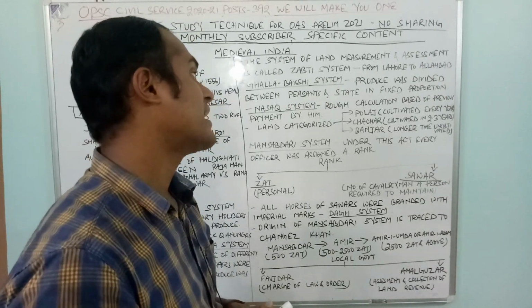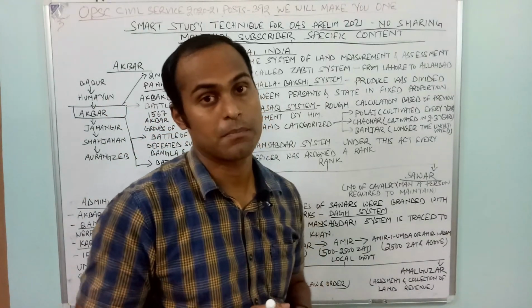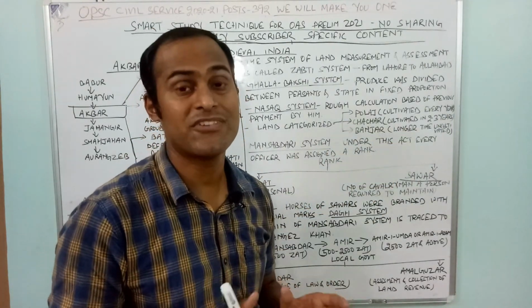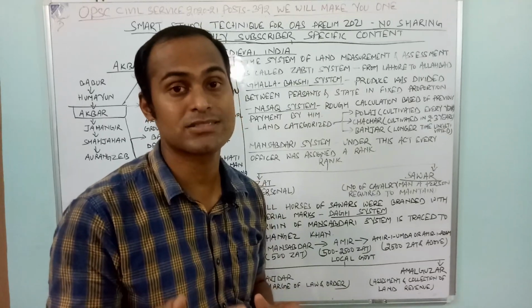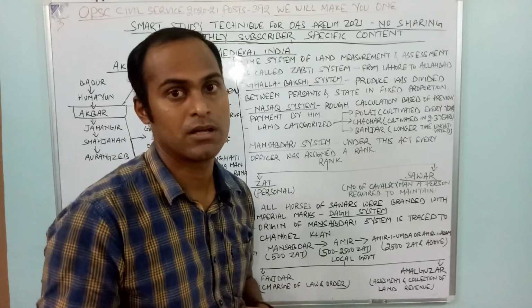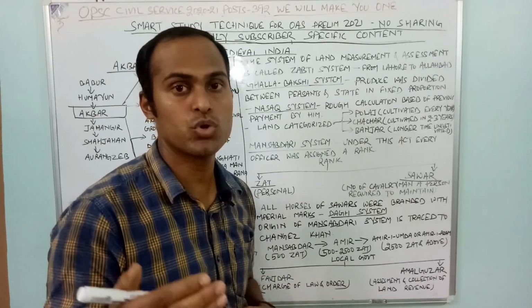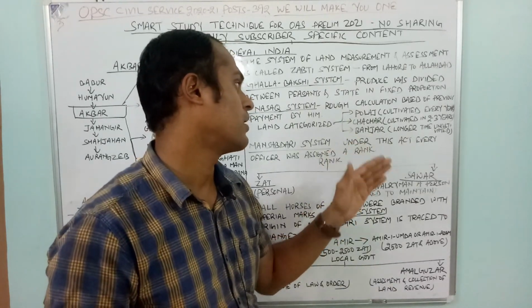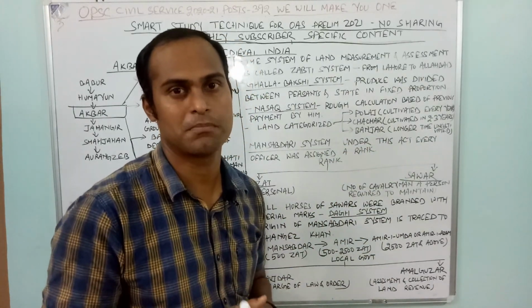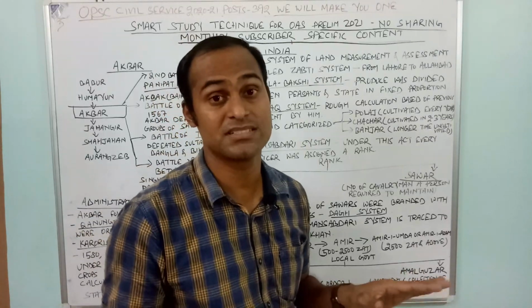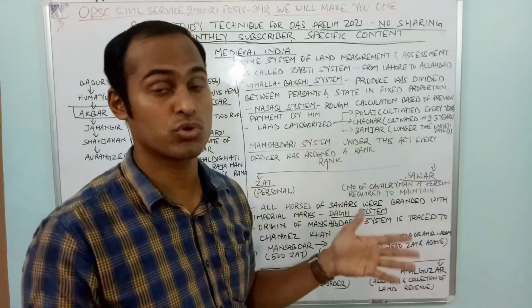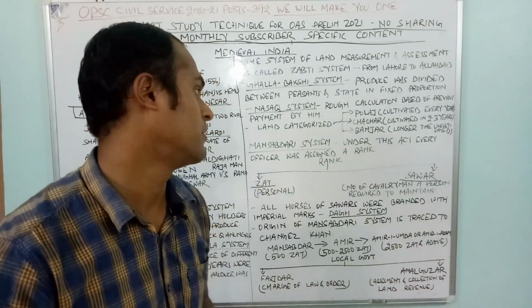Then land was categorized into 3 types during Akbar's time. Polaj is land cultivated every year. Chachar is land cultivated for 2 to 3 years. Then Banjar, land not cultivated for more than 2 to 3 years. Banjar Jameen, you understand Banjar Jameen.